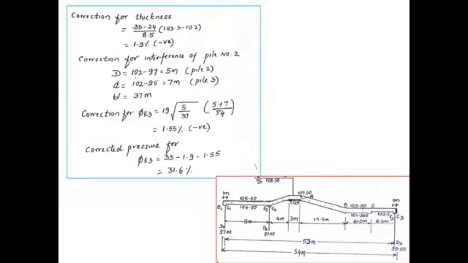Again the corrections should be applied. So corrections for thickness. We know the pressures at D3 and E3, and that gives the corrections for thickness. Here it is 35 and here it is 24. So 35 minus 24 divided by depth of pile 8.5, into distance. Here we have 103.5 minus 102. So that gives corrections as 1.9%, which is negative.